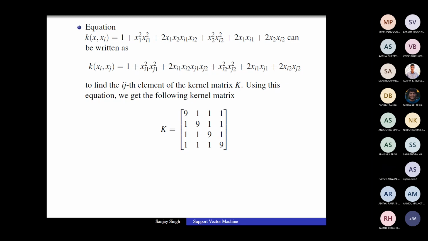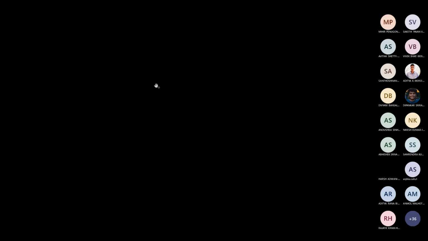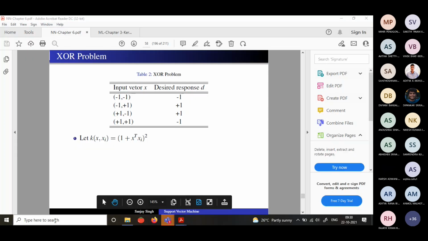Okay, so let's do it now on the board. For this, let's take this value. First, we'll try to find it for 1 1 and -1 1. Yes, so start.